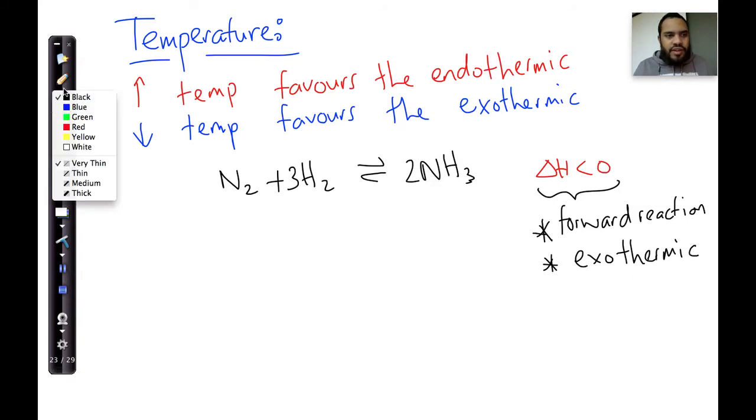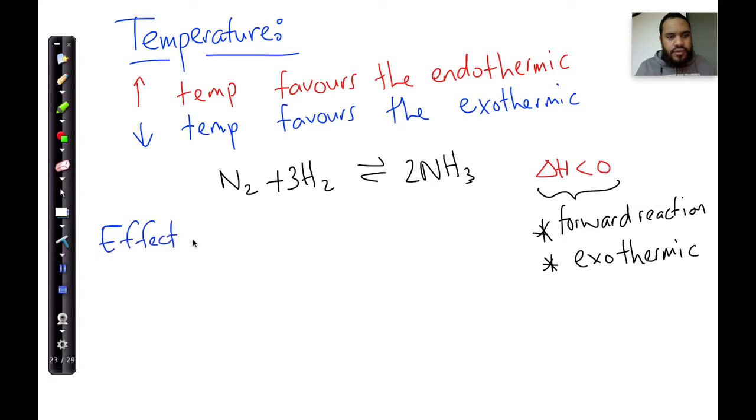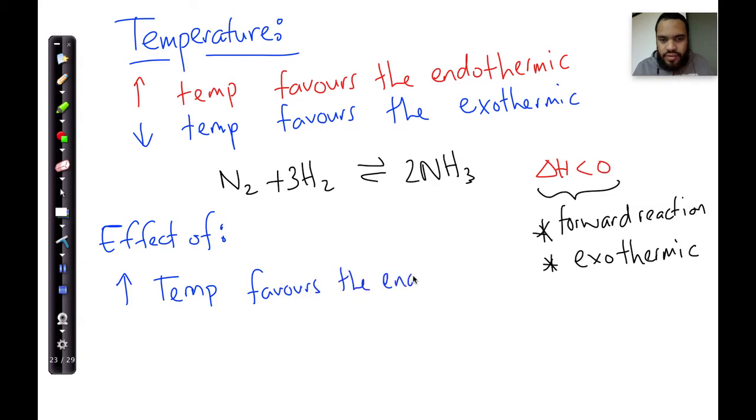Now I'm going to ask you, what's the effect of an increase in temperature for this reaction? Well, we know by default an increase in temperature favors the endothermic reaction. And in this case, the forward reaction is exothermic, which means the reverse reaction must be endothermic. So the increase in temperature here favors the endothermic reaction, which in this case is the reverse reaction.